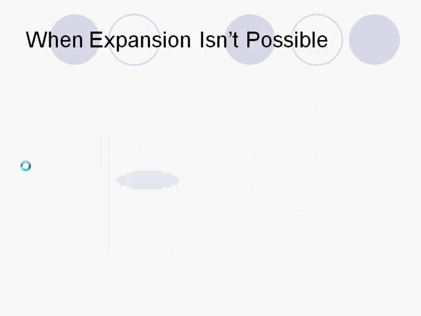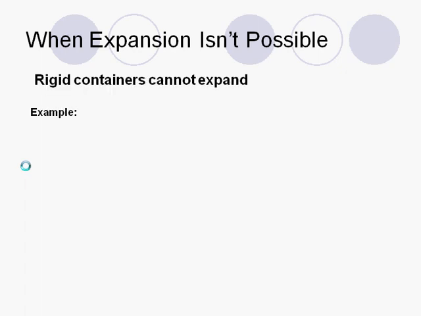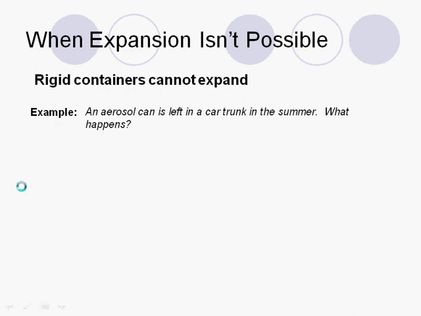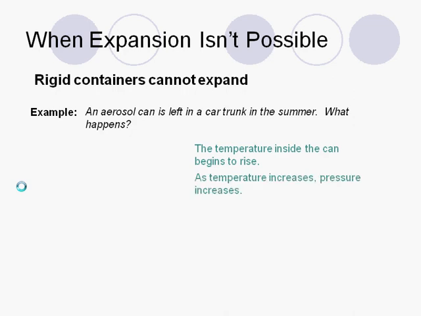Well, when expansion can't happen, when we have a rigid container, for example, an aerosol container, we throw that in our duffel bag with maybe hairspray, throw it in the trunk of the car in the summer because we're going to a friend's house and we're going to do our hair later. What happens? Well, same thing. If the temperature rises inside the can, we know the collisions are going to be more often. There's going to be more pressure because those collisions happen more often.